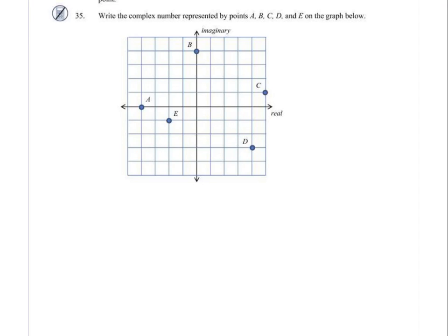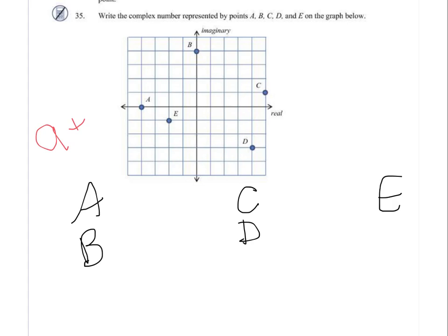So for the complex number points, we have A, B, C, D, and E. The coordinates are going to be in the form a plus bi, where a comes from the real component and b comes from the imaginary. The coordinate for A, since it's to the left 1, 2, 3, 4, is negative 4 plus 0i. So you could just write negative 4.